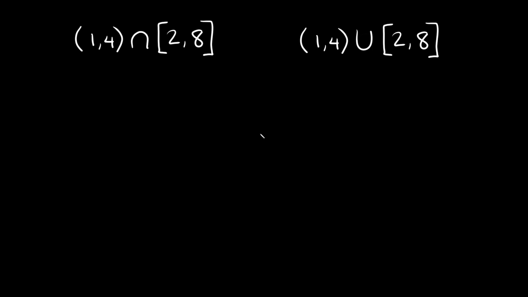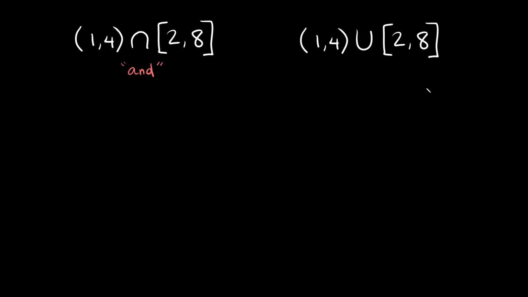So in this video, I'm going to teach you how to find intersections and unions of intervals. Just so you know what the difference is, here we have the interval 1, 4, in parentheses, and this other interval from 2 to 8, in brackets. As you can see, it has this upside down U looking symbol, which kind of looks like an N, but this stands for an intersection. And intersections are related to AND statements.